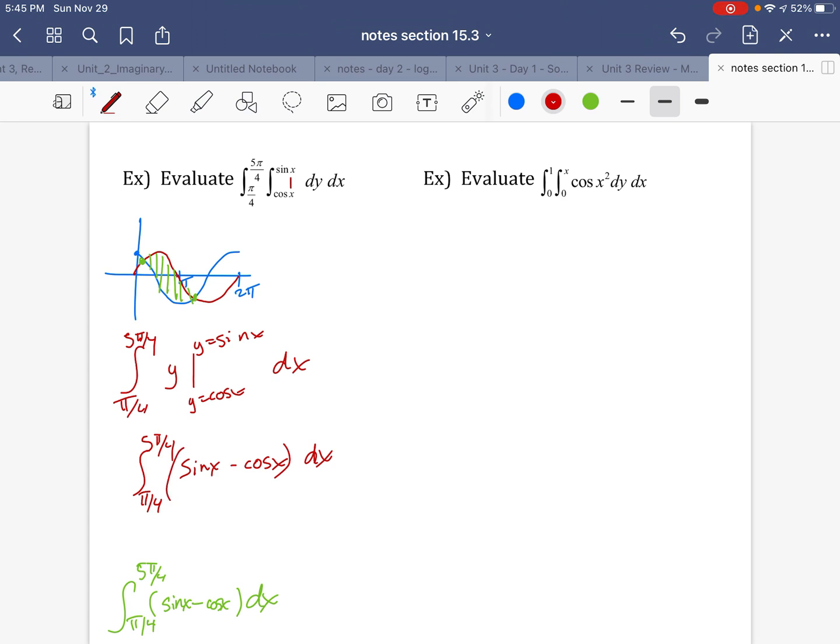So when I evaluate this, I do my integral. Integral of sine would be negative cosine. Integral of cosine is sine. Evaluate this from pi over 4 to 5 pi over 4. And remember, pi over 4 gets you radical 2 over 2 and radical 2 over 2. So after you evaluate that, you get 2 radical 2.